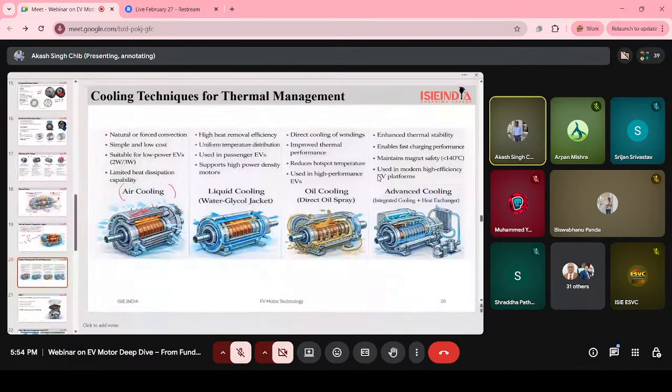Then there is advanced cooling, which enhances the thermal stability and maintains magnetic safety below 140 degrees Celsius, so your motor's life will not get degraded. Here is an integrated cooling and heat exchanger which is fitted with the motor part. The same applies in engines as well. We use liquid-cooled engines and air-cooled engines. The same concept applies in EV motors as well.